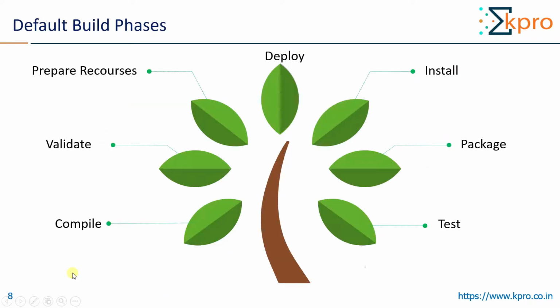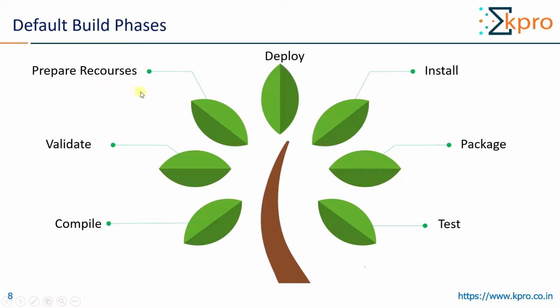The next build lifecycle is the default build lifecycle. As part of this, there are various phases like prepare resources, validate, compile the source code and test the compiled code, package the compiled code, and then install in the local repository, and finally deploy in the remote location. So all these phases will not be there in all the default build lifecycles. If we have mentioned install or deploy, then it will be available.